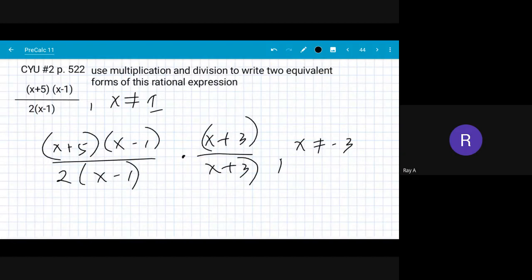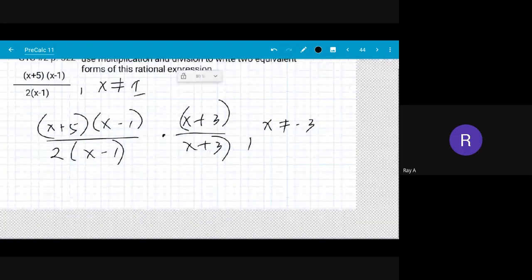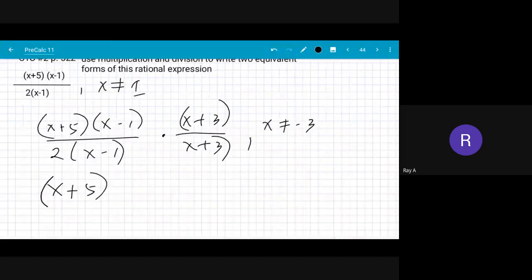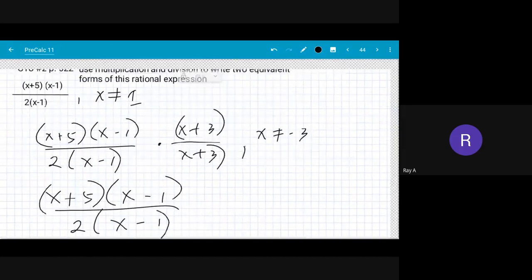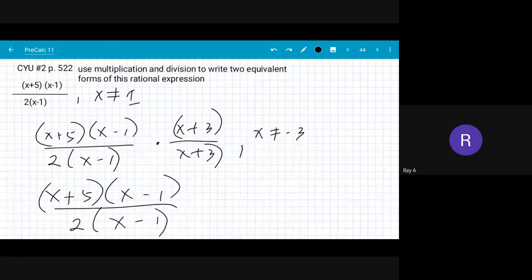Okay, so what else? If we are to divide the numerator and the denominator by the same factor, we can do that. x plus 5 times x minus 1 over 2 times x minus 1. Now we're doing division. We divide the top by x minus 1, we divide the bottom by x minus 1.